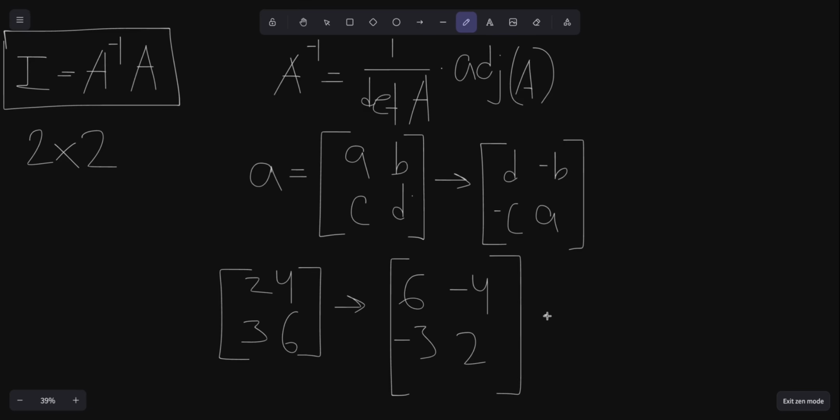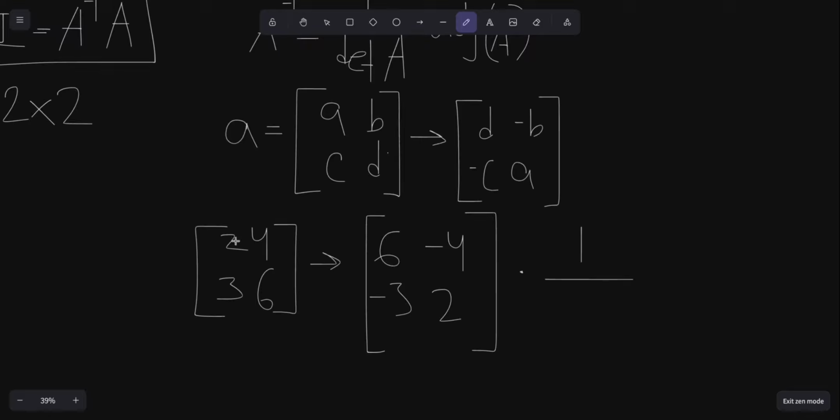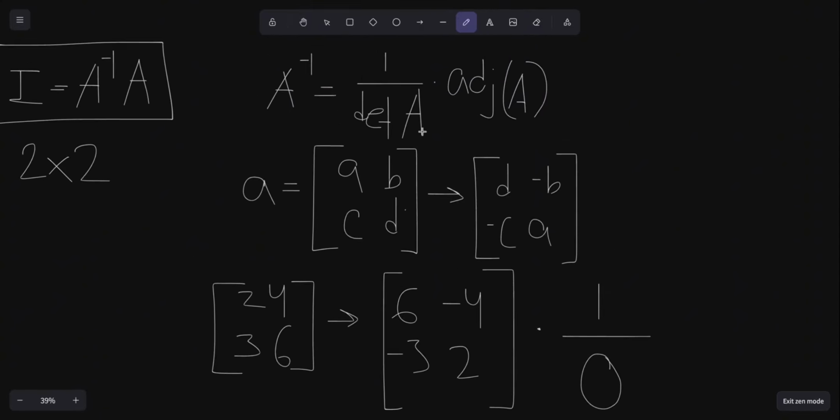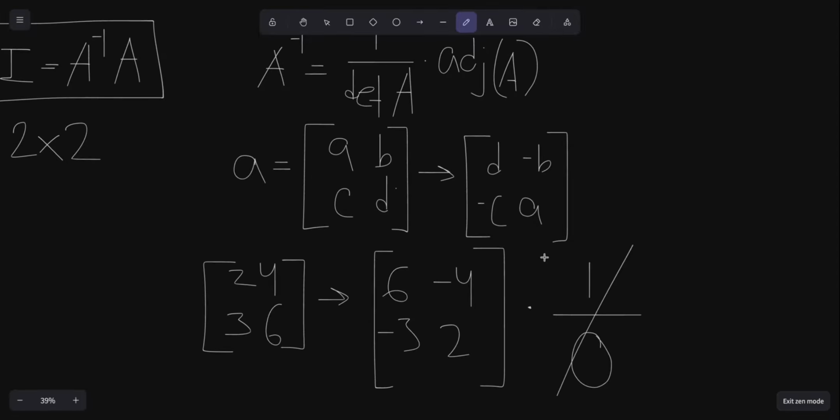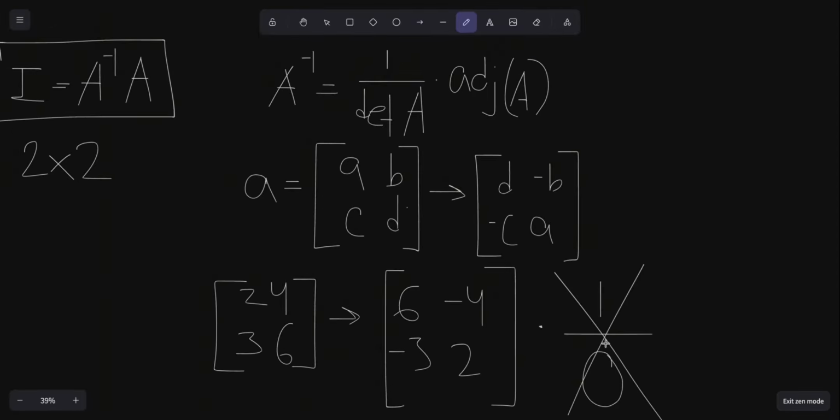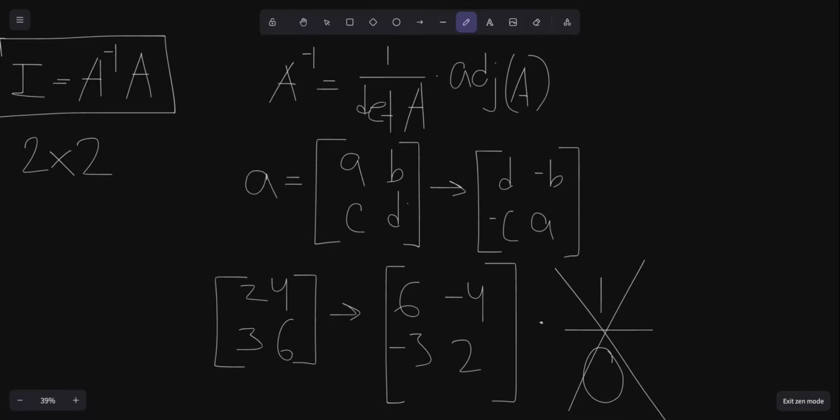And if we multiply this by 1 over the determinant of this, so the determinant of this is, well, 2 times 6 is 12, and 4 times 3 is 12, so 12 minus 12. Oh no, our determinant is 0. If your determinant is 0, since it's in the denominator, notice how you do not have an inverse matrix. So that's the thing. If you do not have an inverse matrix, well, your determinant is 0.